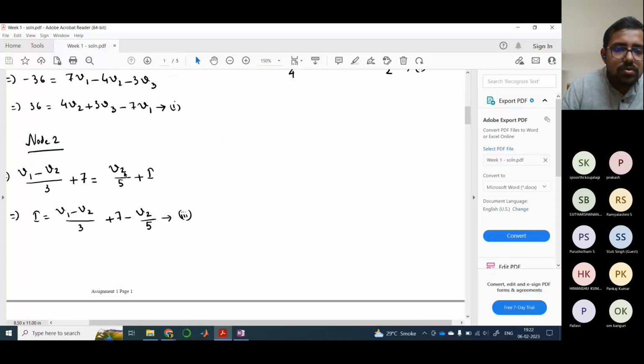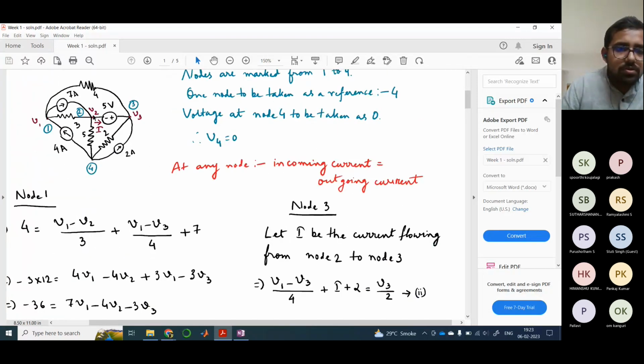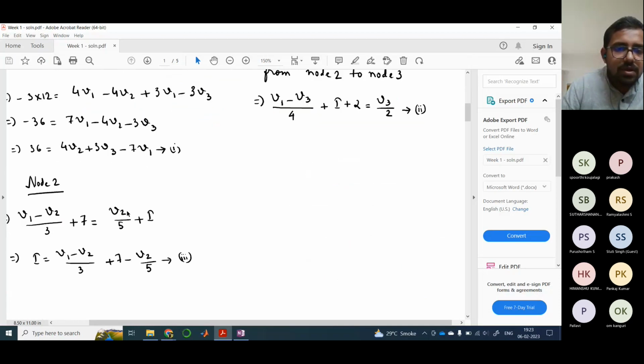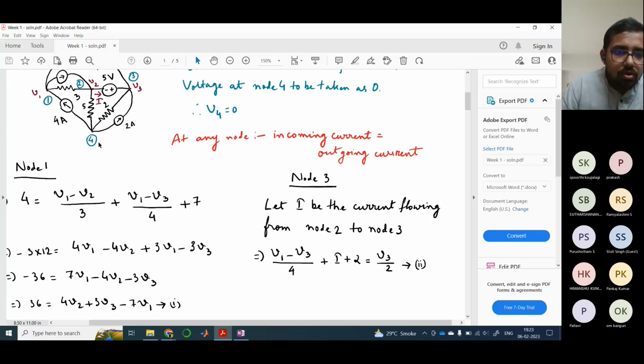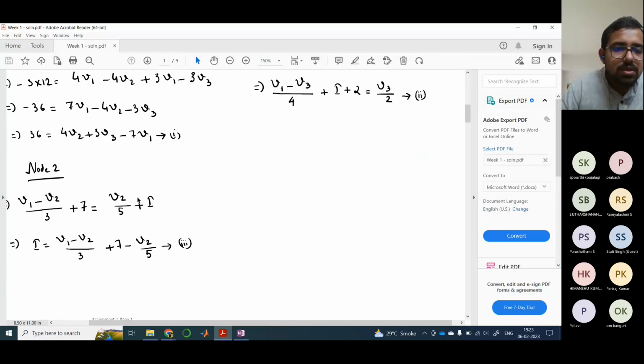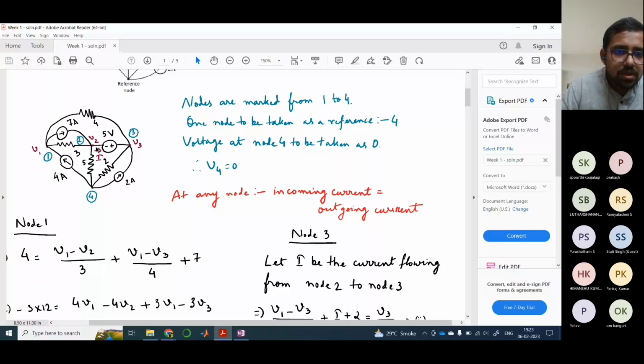So this would be (V2 minus 0) by 5, basically V2 minus V4. I haven't written V4 here because we considered node 4 to be 0. The voltage at node 4 was taken to be 0, since this was a reference node. That is why I haven't written 0 or V4 here, just to simplify things. And obviously this I is there because this current is flowing from node 2 to node 3. So these are my outgoing currents.